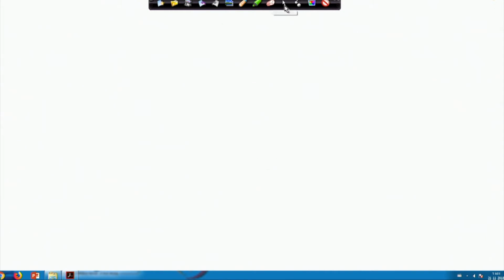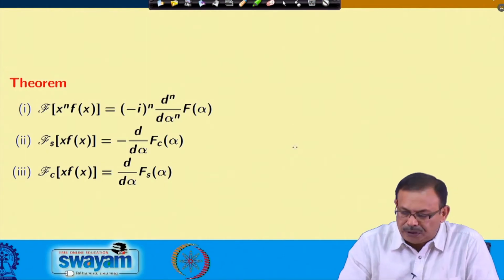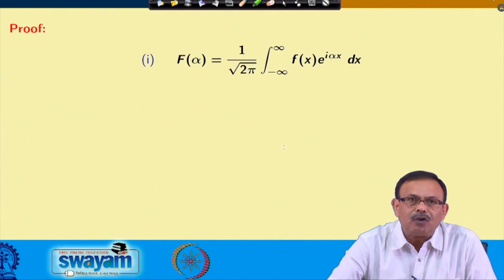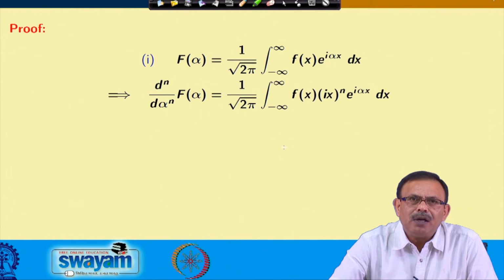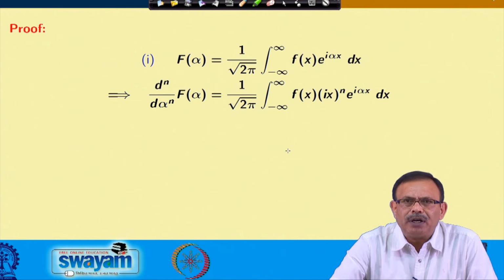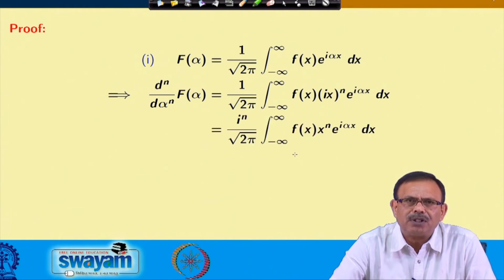So, let us see quickly these three things we have to prove. We are proving the first one. I am starting with F alpha equal to this, and if I make the derivative of this function n times, then in the integral I will obtain i x to the power n into e to the power i alpha x. This we can show by first making d d alpha of F alpha, then d square d alpha square. That thing I have skipped, because we have shown it in the case of Laplace transform.